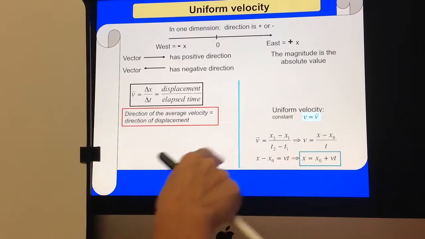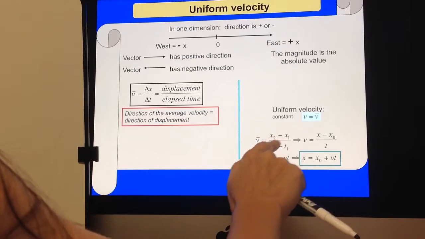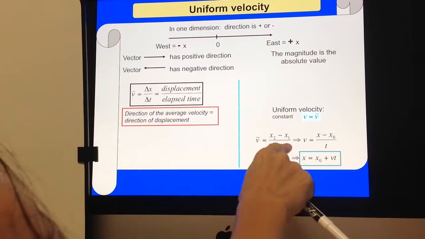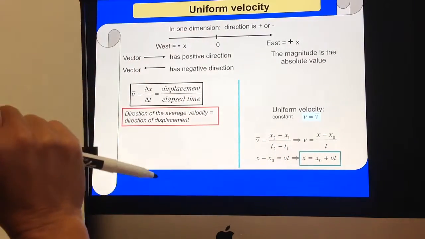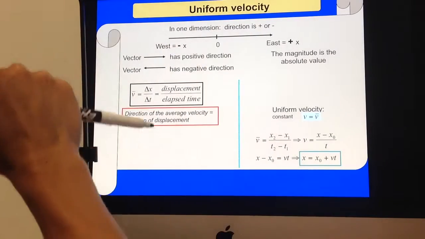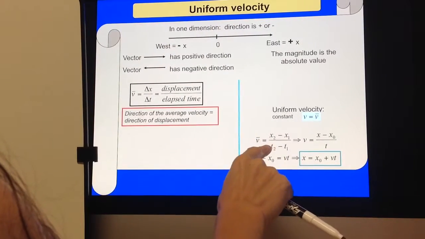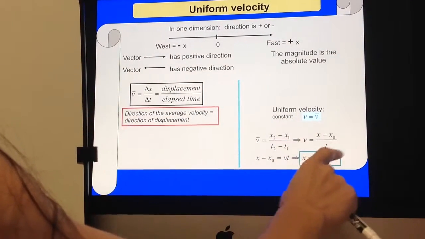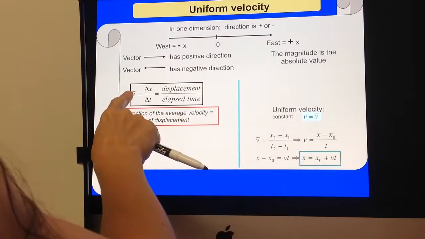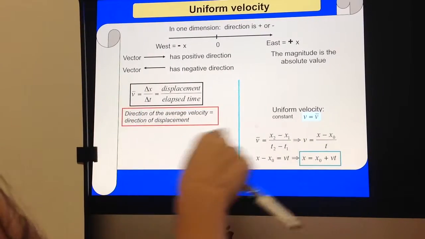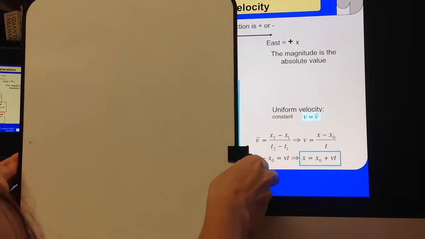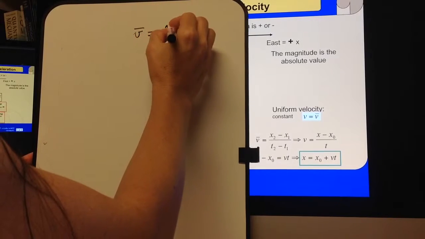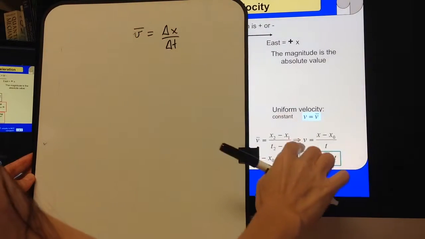And what we usually do is, instead of calling it x2 and x1, we call the final just x and the initial x naught. And usually the initial time, we set it equal to 0. We start our chronometer when our motion starts. So the final time we call just t, and the initial time we just set to 0. So with this equation, which is just the definition of the average velocity, I can rearrange it and get the following.